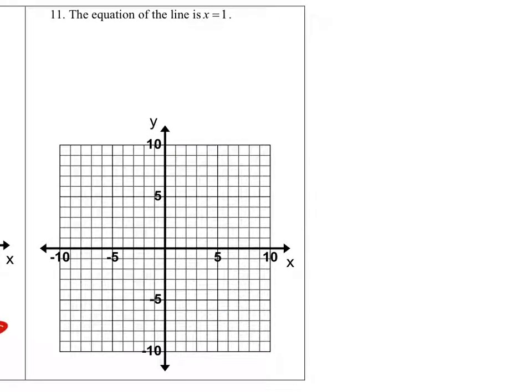The equation of the line is x equals 1. Well, where does x equal 1? Right there, all along this line right here. So this one's a vertical line.